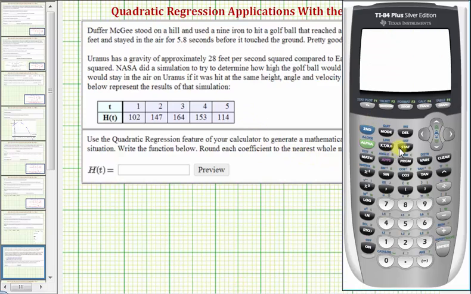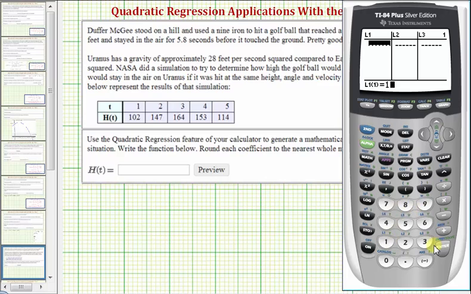To do this, we press the Stat key and then Enter. If you have any old data in the columns, you can press Up, Clear, and then Enter. It will clear the entire column at one time. For L1, we'll enter the times, and for L2, we'll enter the heights.